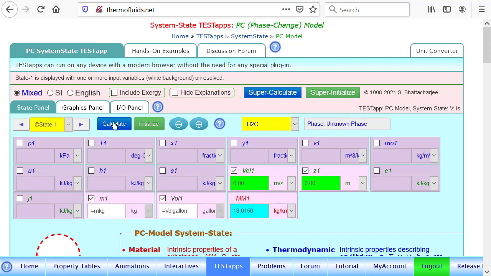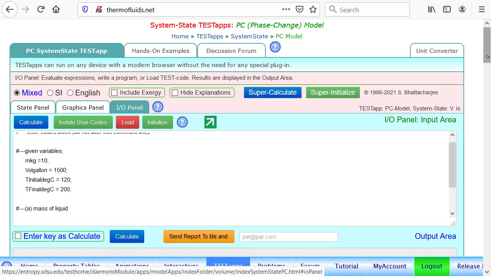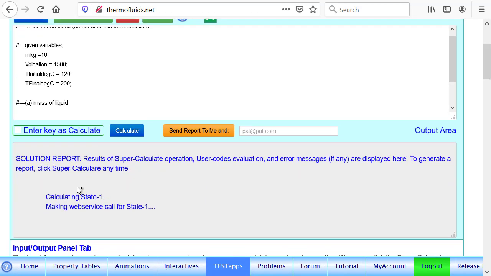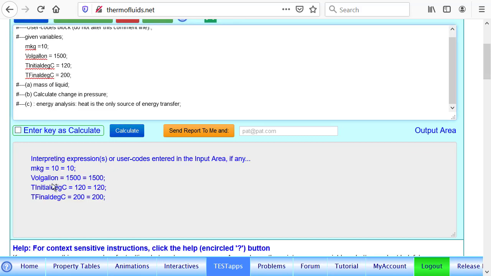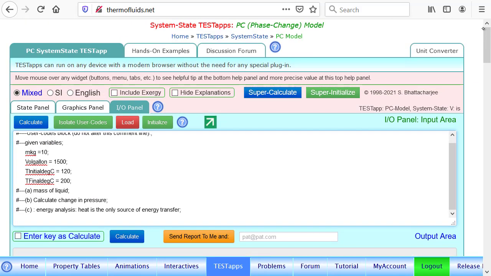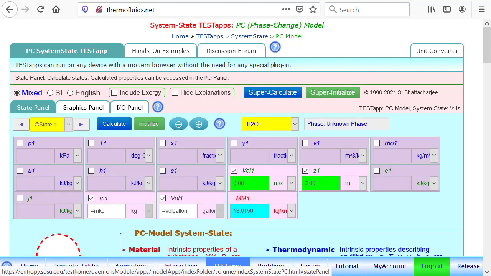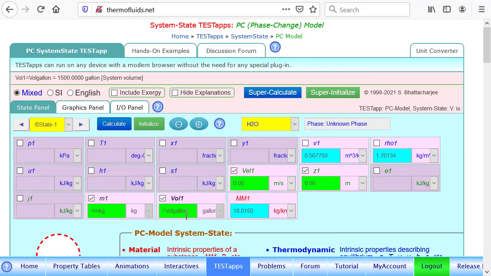So if you calculate, just to check, oh, so you see the white background means it cannot understand this variable. The reason is that I declared these variables here, but I didn't calculate, so they don't appear on the output panel. If I click the calculate, now the variables are known to all the panels. Now I can go back there, and if I do a calculate, they are now understood. So if you put the pointer over volume, you can see it's picked up as 1500 gallon, which is the correct amount.